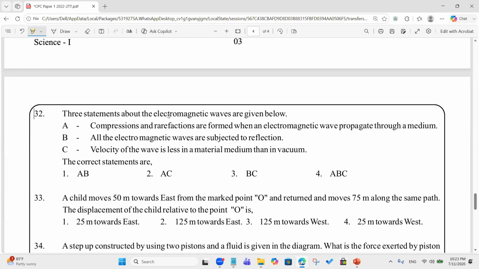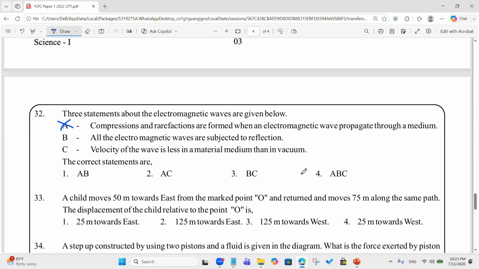Three statements about electromagnetic waves are given below. Compressions and rarefactions are formed when electromagnetic waves propagate through a medium. It's about electromagnetic waves. Is that correct? Can you see compressions and rarefactions in electromagnetic waves? False. This is wrong.